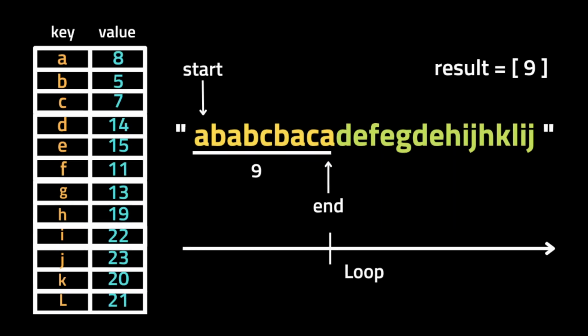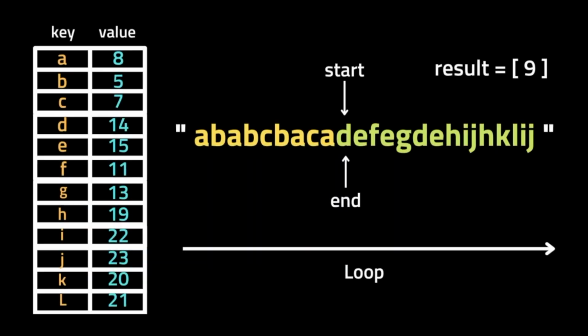Once the iteration reaches the end of the window, we return the length of the first partition. In this example, it will be 9, and we push it inside the result array. And we start another window. The start and the end are going to be at the next letter after the first window, and we repeat the same process until the loop reaches the end of the input string.